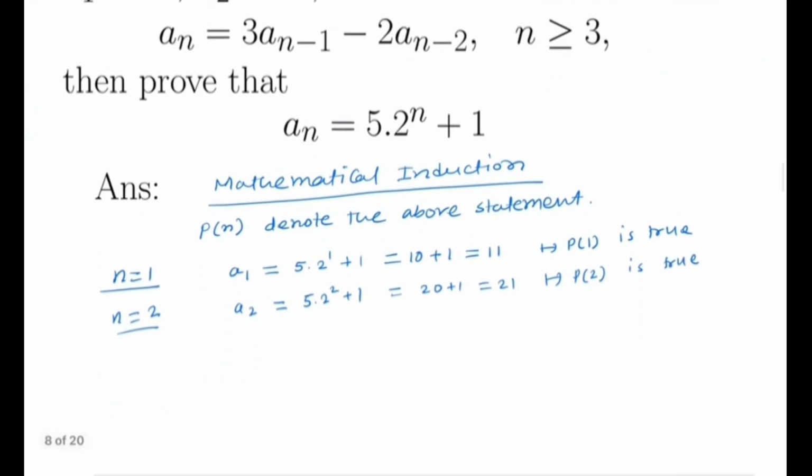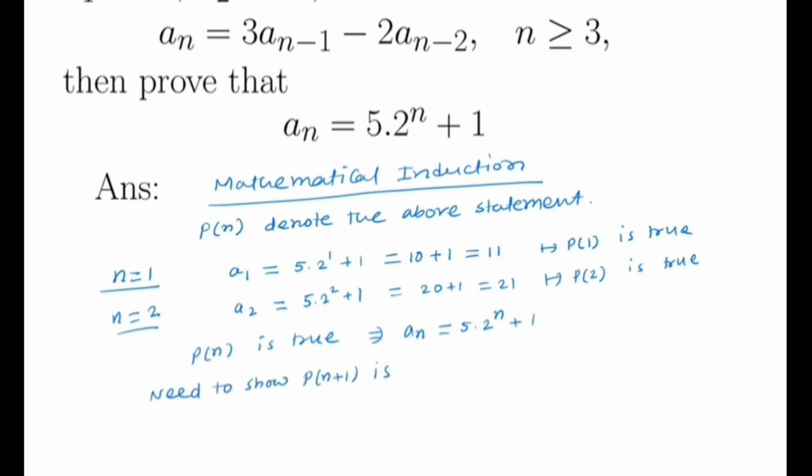So now, by the induction argument, let P_n be true. So that implies that a_n is equal to 5 times 2^n + 1. Now we need to show P(n+1) is true. So that implies we need to show a_{n+1} is equal to 5 times 2^{n+1} + 1. Okay, now we will derive this by using this recursive relation.